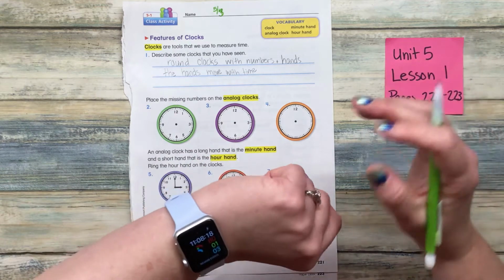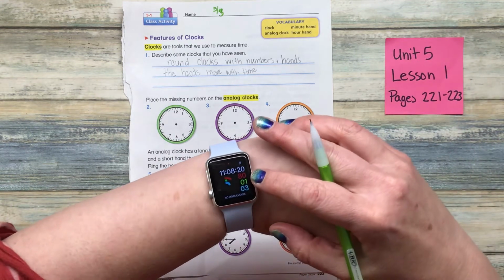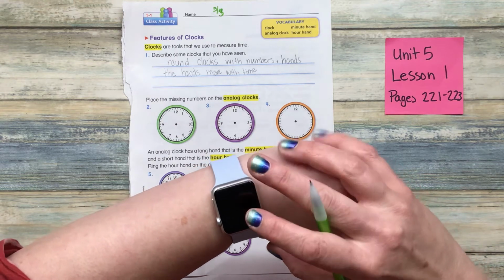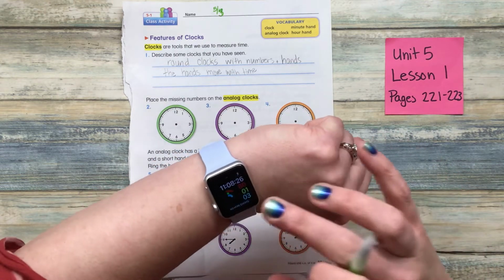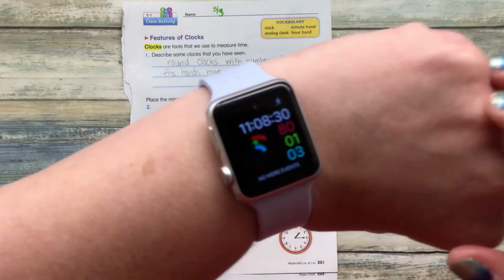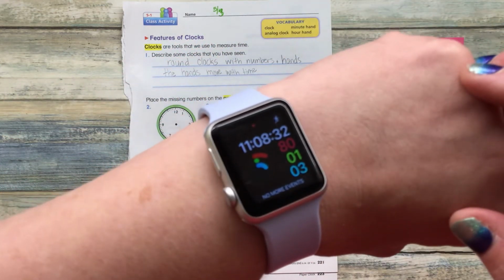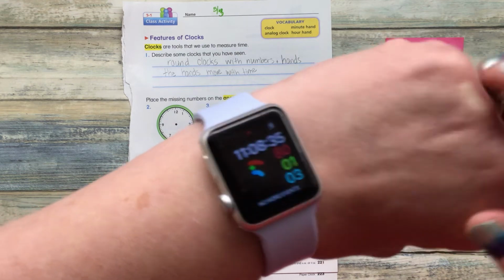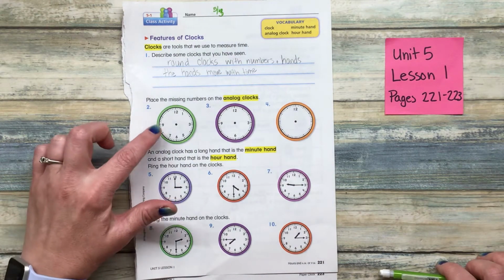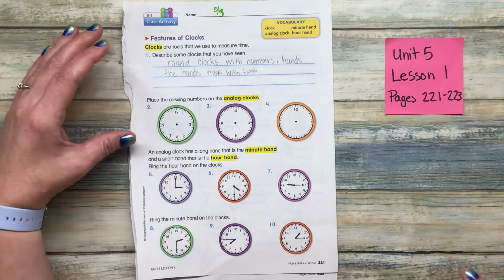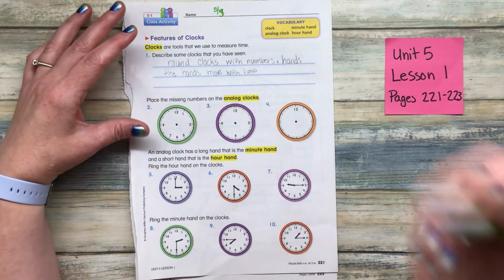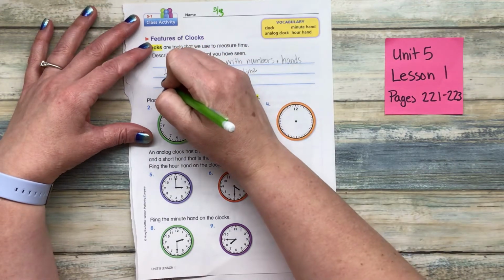Then there's another kind of clock, and it looks like this, like the watch that I'm wearing. What do you notice about that kind of clock? What do you notice about that? So this kind of clock is called an analog clock. This one is called a digital clock. And what you notice about that is it's just the numbers.